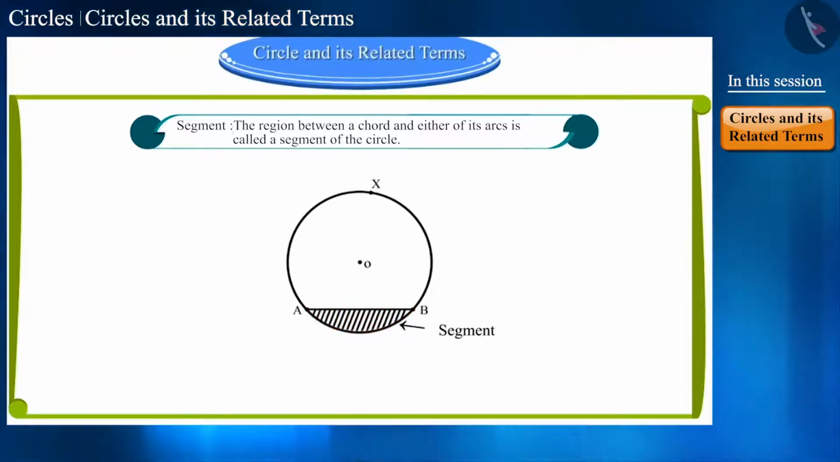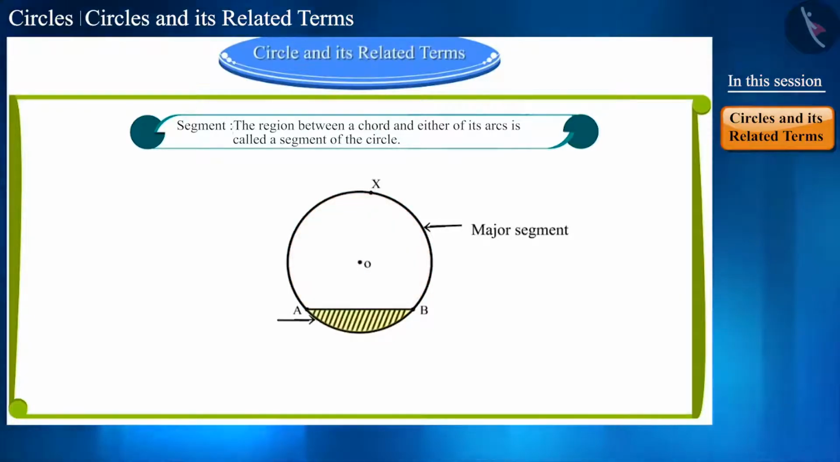You can see that we got two types of segments of circle. We call the large part the major segment and the small part the minor segment.